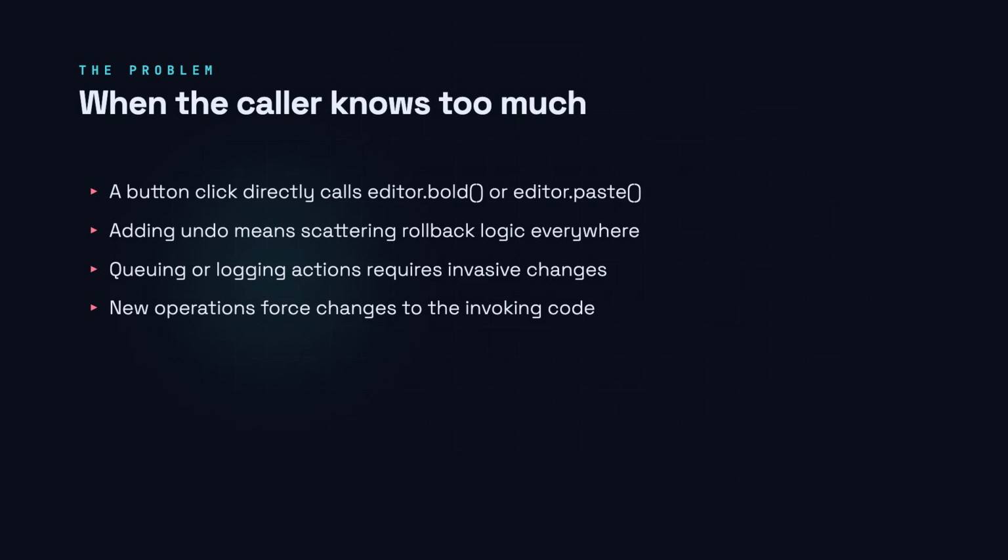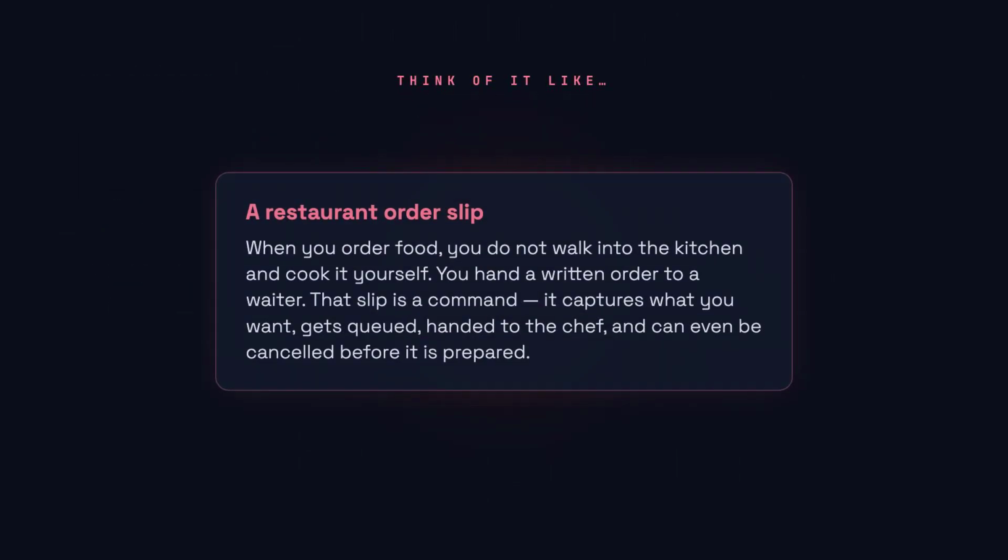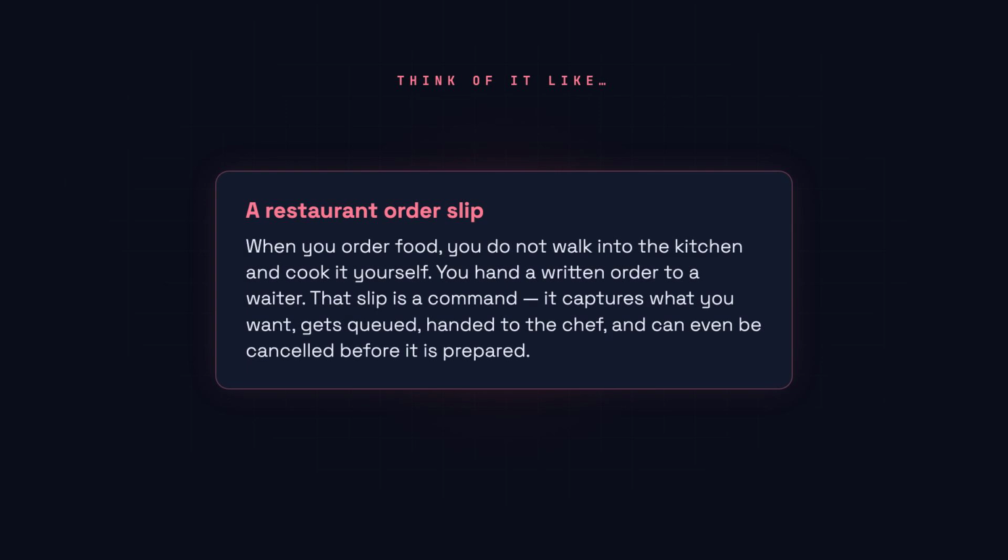Think about ordering at a restaurant. You do not instruct the chef directly. You write your request on an order slip and give it to the waiter. That slip is a self-contained object. It knows what to do. It can sit in a queue. It can be passed to any chef, and it can be voided before the kitchen ever sees it. The command pattern works exactly the same way. It packages a request as a standalone object, so the caller never needs to know who fulfills it or how.